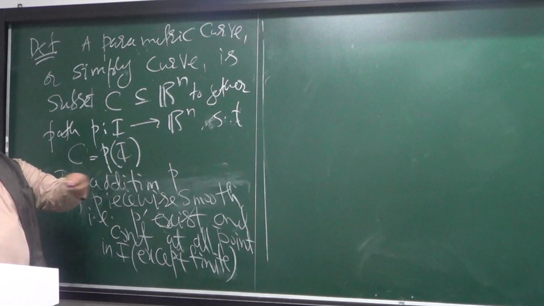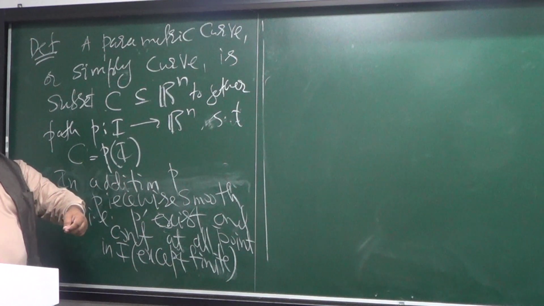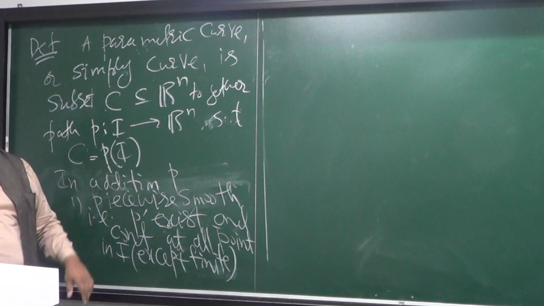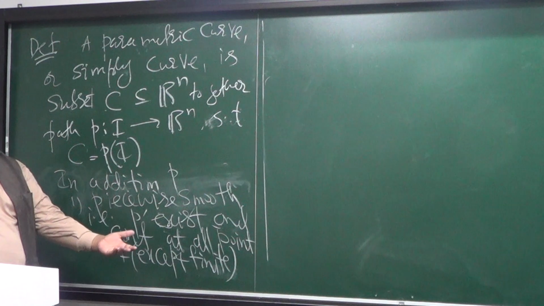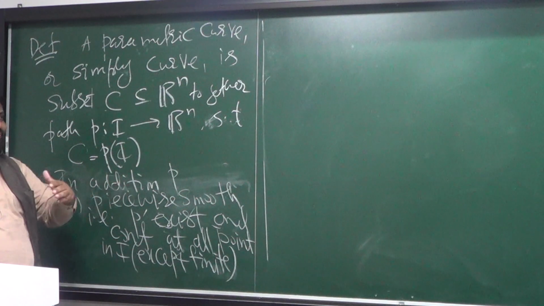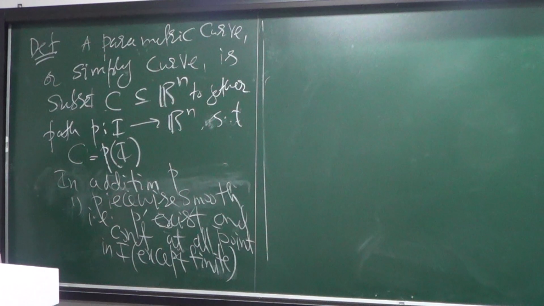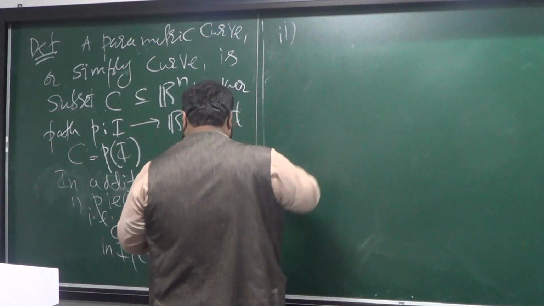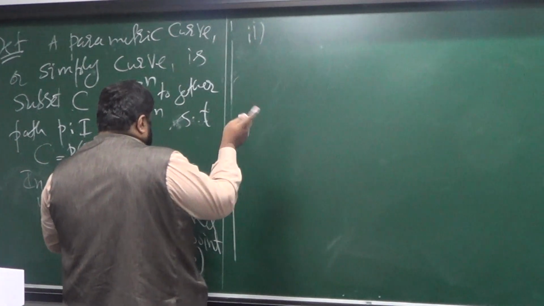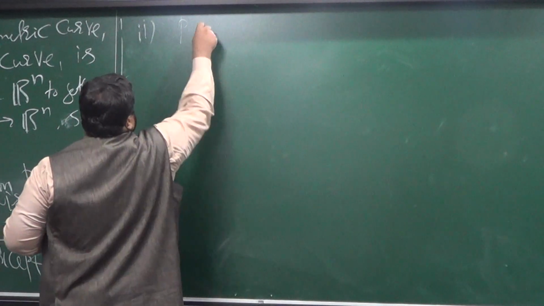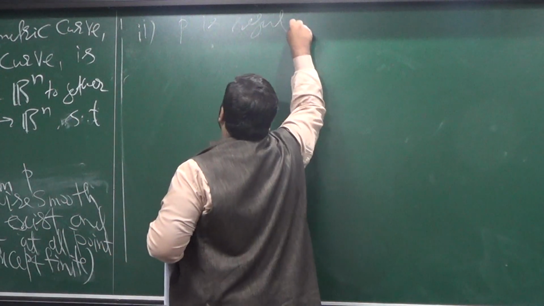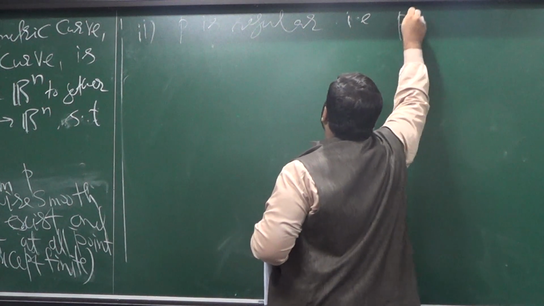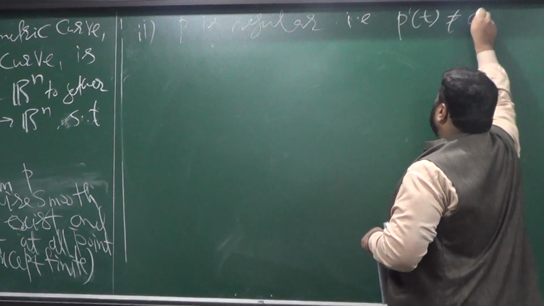So you have a domain and you are mapping over it. There may be some finite number of points over the interval where the function is not continuous or differentiable, but they must be finite, not more than finite. They can't be infinite. So that's one of our fundamental assumptions. The second assumption is that P must be regular. That is, P prime of t must not be 0.